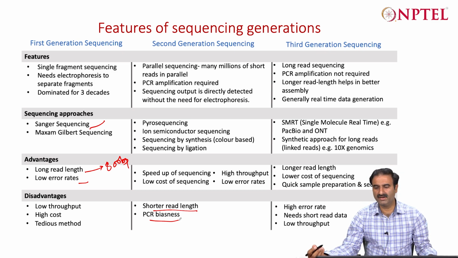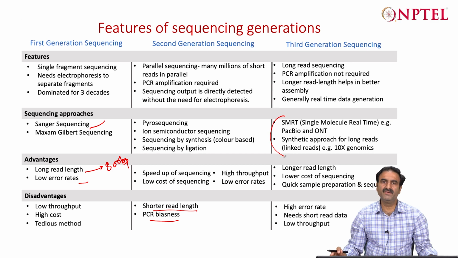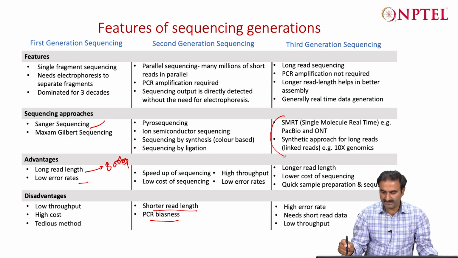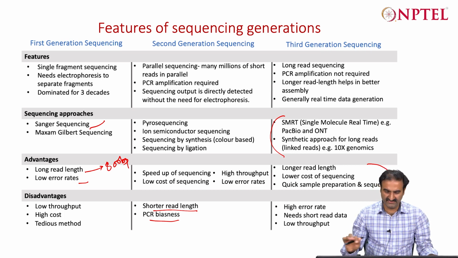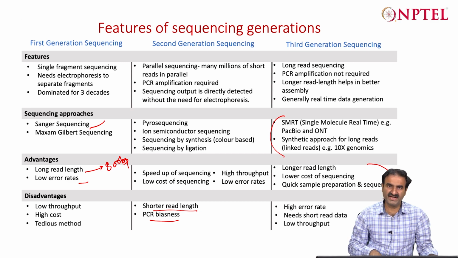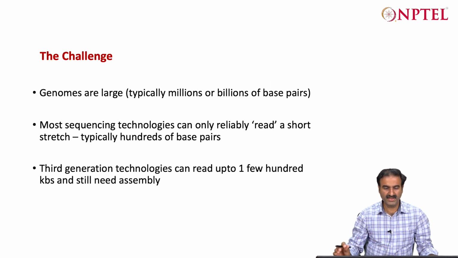Now we have the third generation technology, where the read length is very long. The technology is still expensive, but it is very promising. Long reads are important because otherwise you spend a lot of time assembling the shorter fragments, which also has its own assembly errors. We will see what third generation sequencing technology is in later classes. Today we will cover the first and second generation sequencing technology.